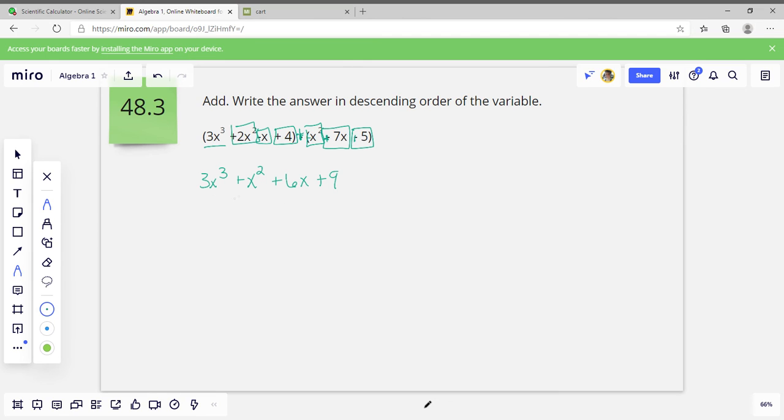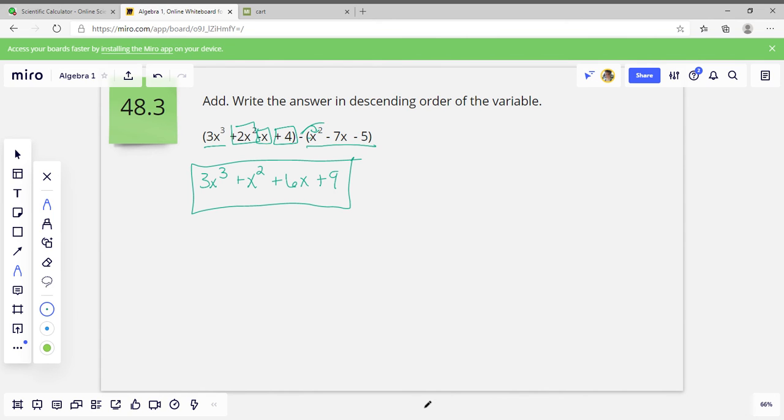So 3x to the third plus x squared plus 6x plus 9. Right, there is the answer to that one. So all you're doing is you're finding the variables that are the same and you're putting them together. You're just going to be extra careful when that's a minus sign in between those two, because that means that you have to change all the signs inside the second one. So you're distributing that minus out.